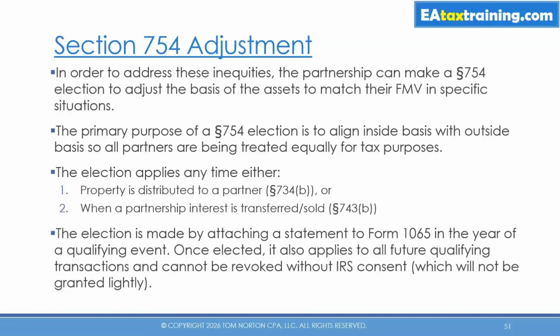But in order for us to understand it a little bit better, let's look at some examples. So first, we're going to look at a distribution from the partnership. So this is under 734B. So what happens is if you make a 754 election, again, you are then electing to use Section 734B and Section 743B. Section 734B deals with distributions of property from the partnership.